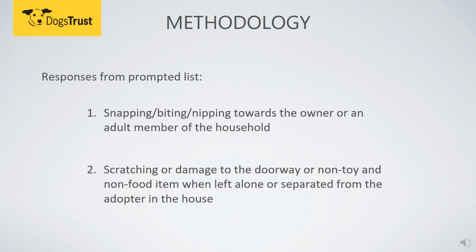I also looked at reported scratching or damage to the doorway, non-toy or non-food items when left alone or separated from the adopter in the house, which could be a sign of separation-related behaviour. For this question, adopters are asked first if they've left their dog alone in the house without human company, and even if they haven't, we still ask them about potential signs of separation-related behaviour in case they have shown this behaviour when separated in a different room or left at night time.